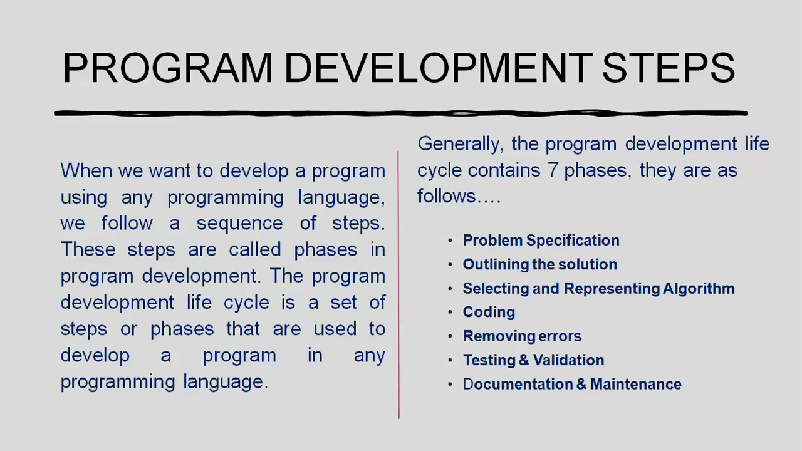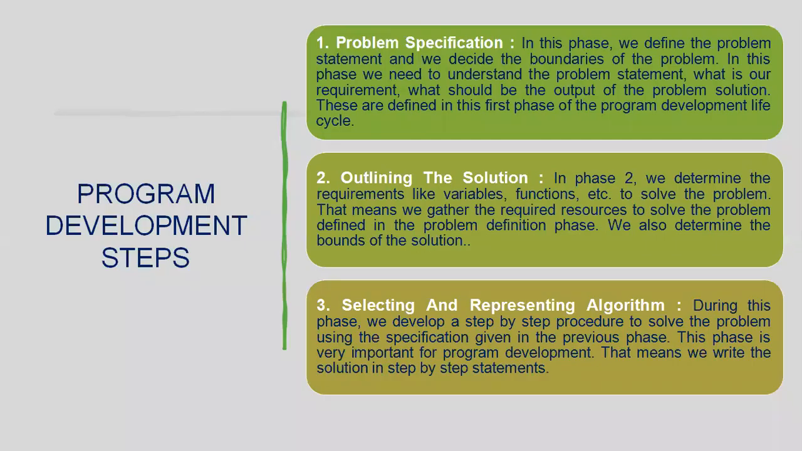Generally, in C, the program development life cycle contains 7 phases. They are problem specification, outlining the solution, selecting and representing the algorithm, coding, removing errors, testing and validation, documentation and maintenance. Coming to the first phase, that is problem specification.